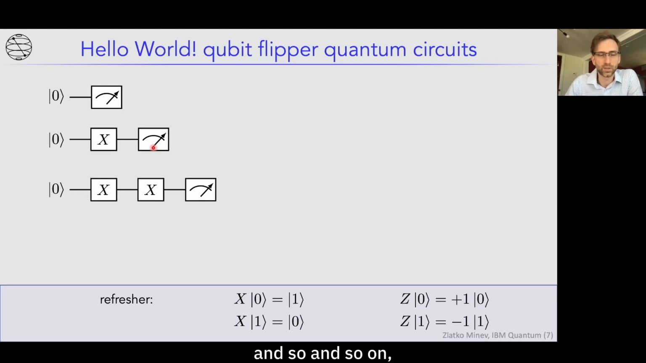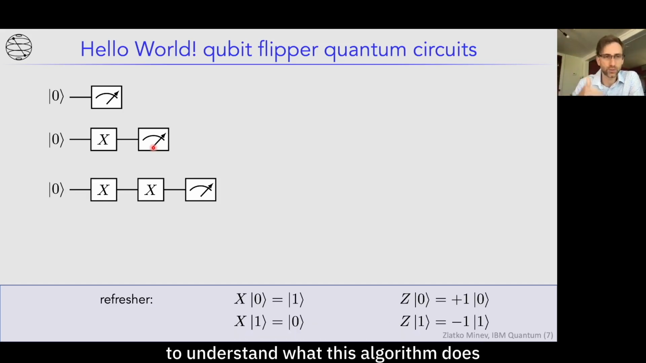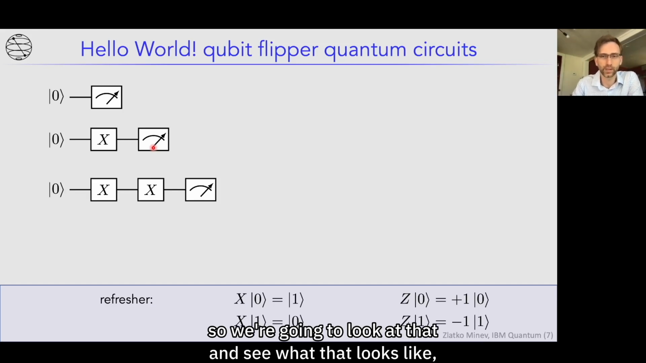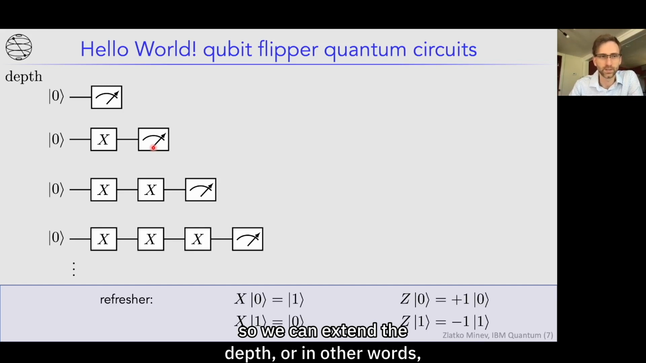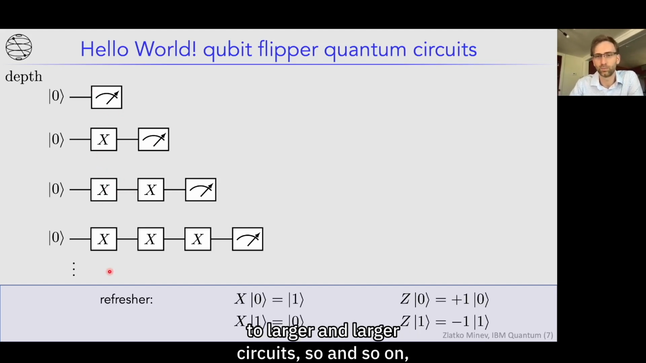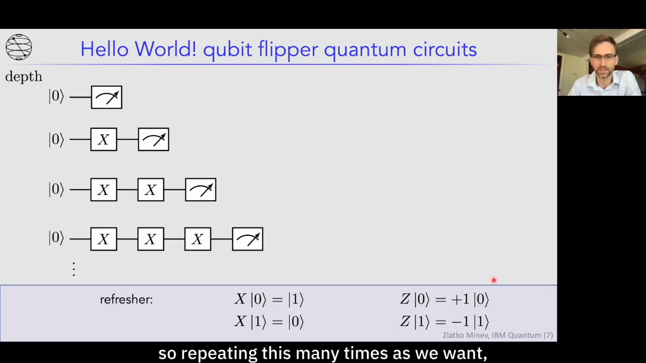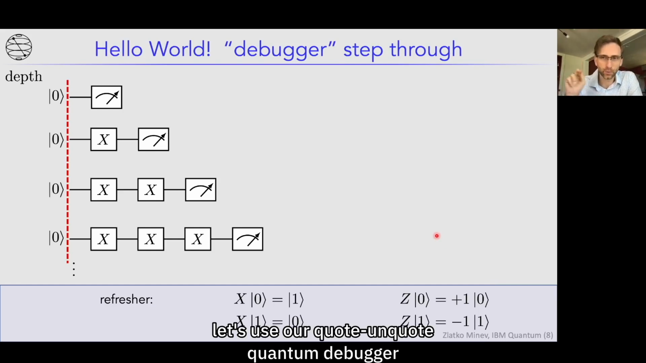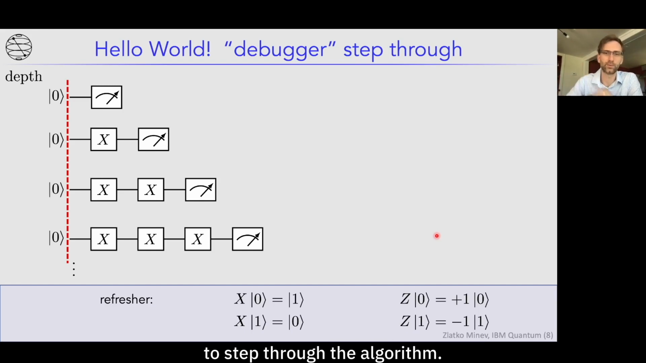And so on. Now we could create a whole sequence of these to understand what this algorithm does as a function of each of its input parameters. So we're going to look at that and see what that looks like. We can extend the depth, or in other words, the number of times that we have applied this gate x, to larger and larger circuits, and so on. So repeating this as many times as we want, what does this sequence do? Well, to answer that, let's use our quote-unquote quantum debugger to step through the algorithm.